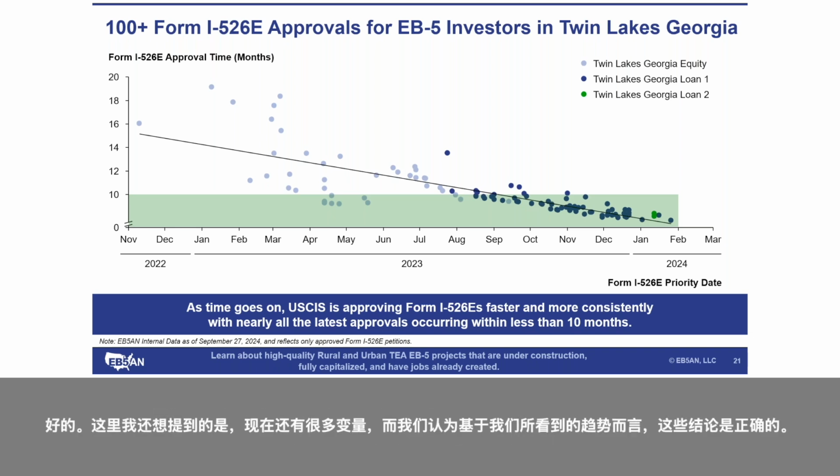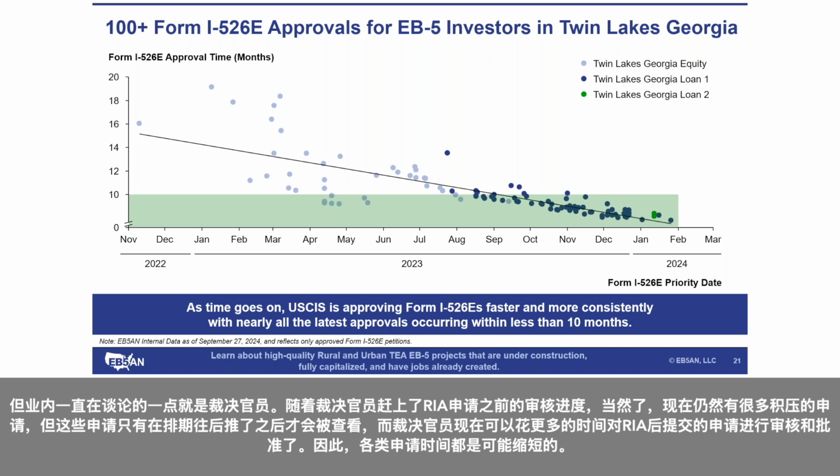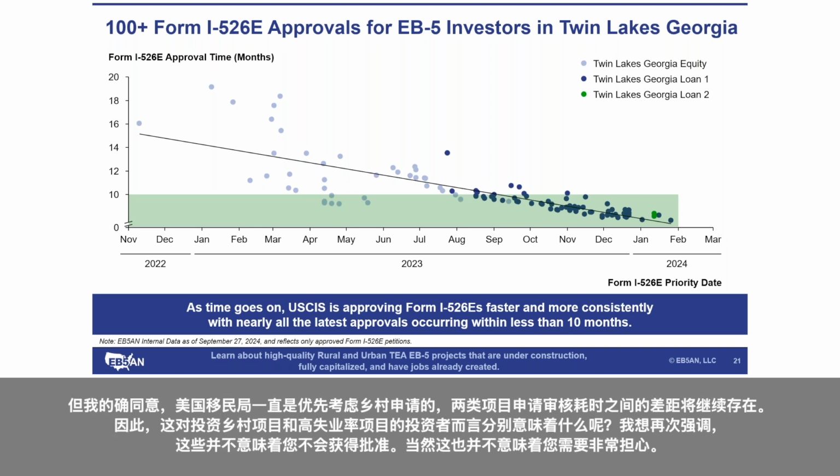Yeah, and something else I'll mention here, there's a lot of variables still, and we definitely think based on the trends that we're seeing that these are the right conclusions. But one of the things that has been talked about in the industry is adjudicators, and as adjudicators have really caught up with pre-RIA filings. Obviously, there's still a lot of backlogged filings, but those won't be looked at until they become more current. But those adjudicators can now move over to post-RIA filings and start looking at those. So there's a possibility that everything gets a little bit shorter, but I do agree that the priority that USCIS has been giving to rural, that gap between the two adjudications will continue.